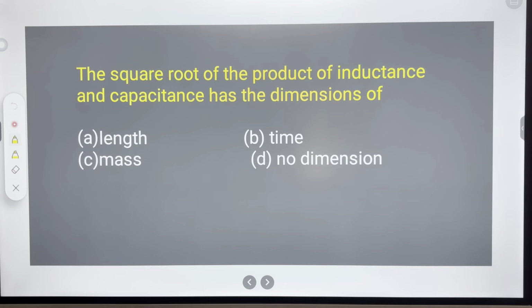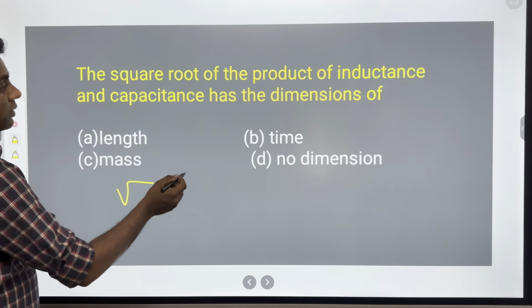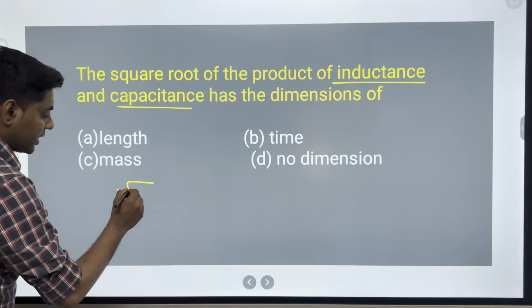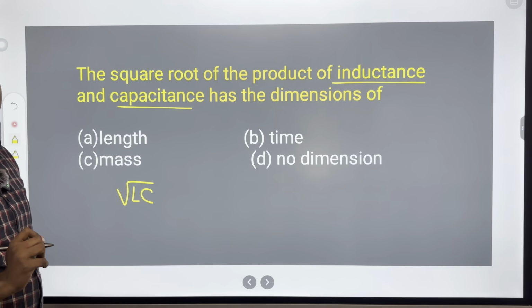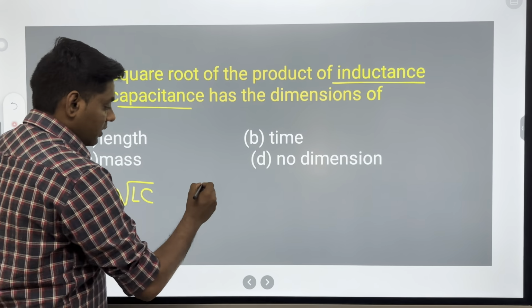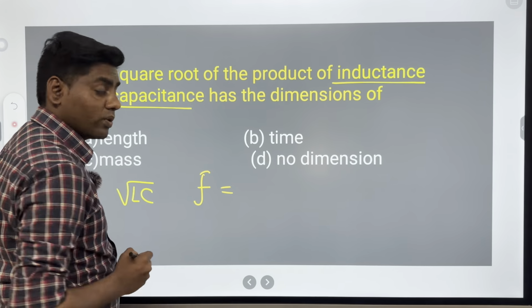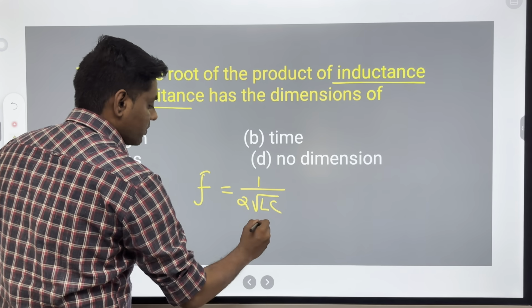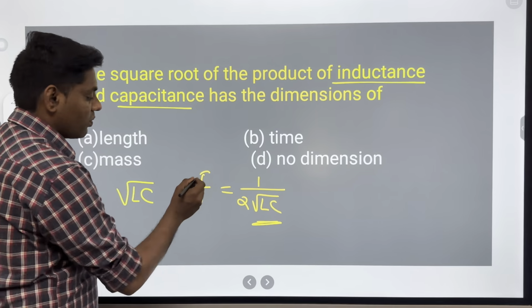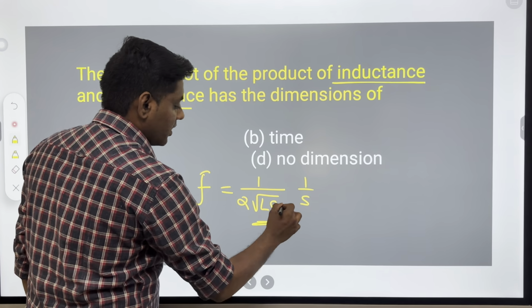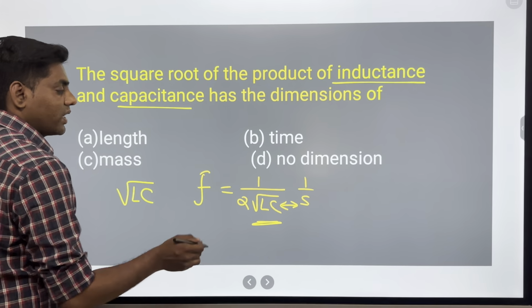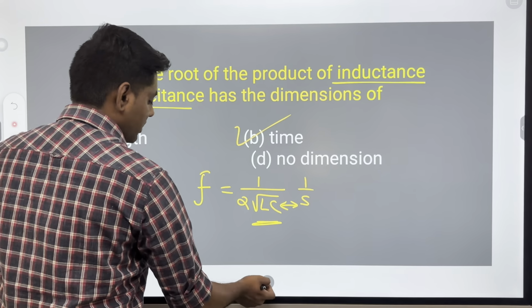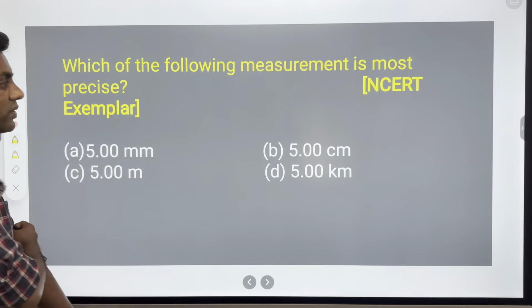Now it is very easy. The square root of the product of inductance and capacitance. Inductance is denoted by the letter L and capacitance by the letter C. In standard 12 you study the resonant frequency, having formula 1 upon 2 pi under root of L into C. So we have to find the SI unit for under root of LC, and the SI unit of frequency is per second. Therefore the SI unit of under root LC is second. Second means this is the dimension of time. Very simple and important question, many times asked in the examination. We go for the next example.